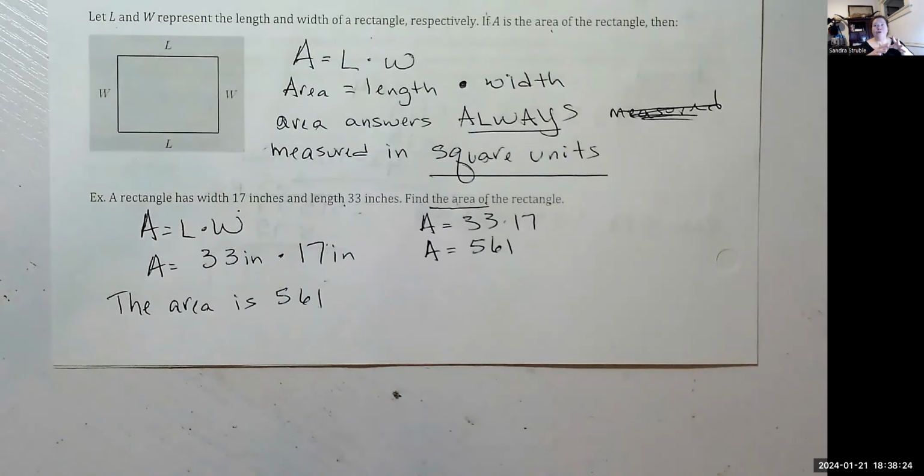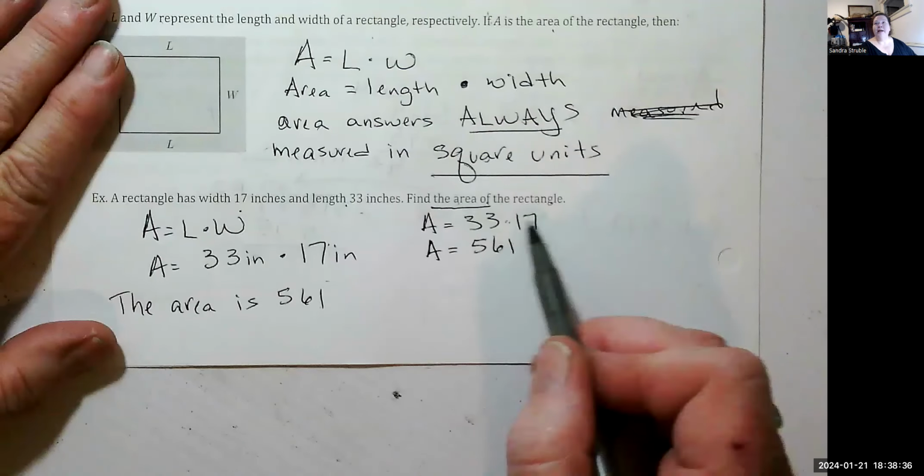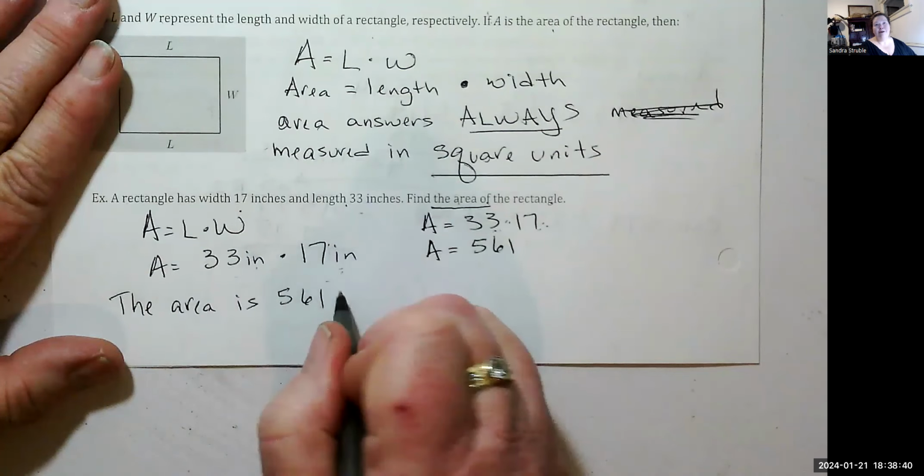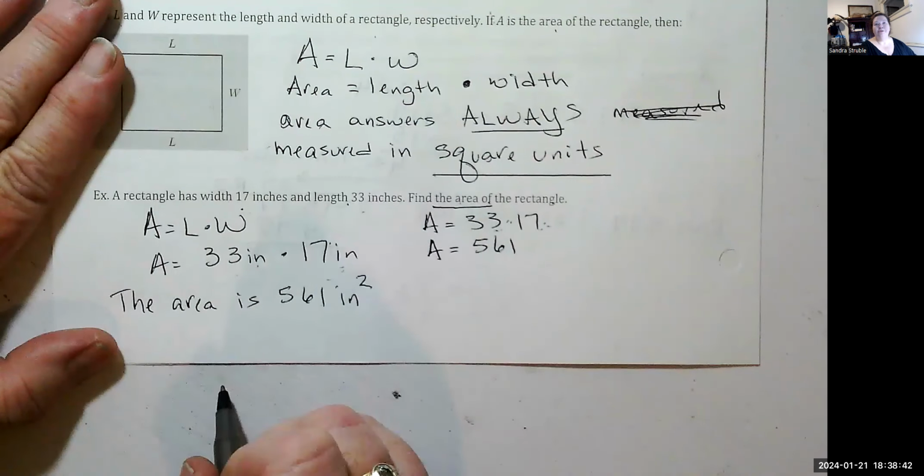Because remember, every time you answer a question for me, you're going to give me a sentence. You're going to give me the number rounded properly, and you're going to give me the correct units. So in this case, I would have forgotten to put the units in there because I don't have the units represented with my numbers. That's why I do it. So I'll remember to write inches squared.